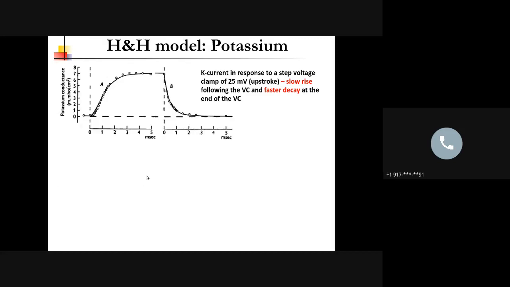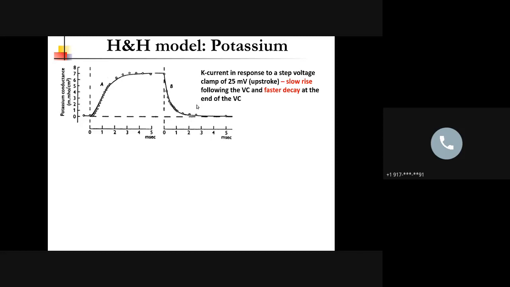The potassium channel, some description of a potassium channel. Potassium conductance will increase over time if you give it a step voltage. So this would be voltage clamp, as opposed to what I've been showing before, which would be current clamp. The idea of clamp means you decide what the voltage is going to be for voltage clamp. You decide what the current is going to be for a current clamp.